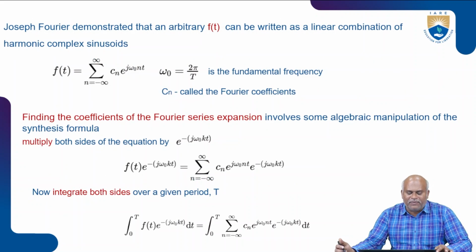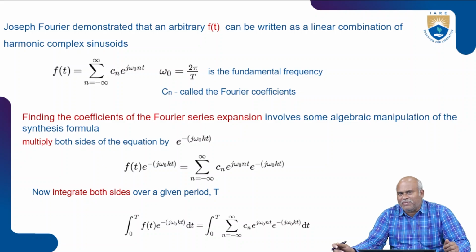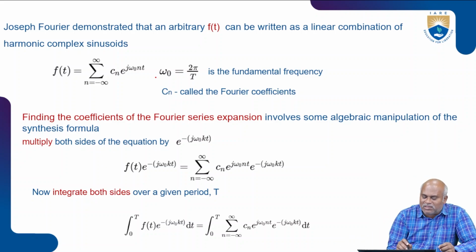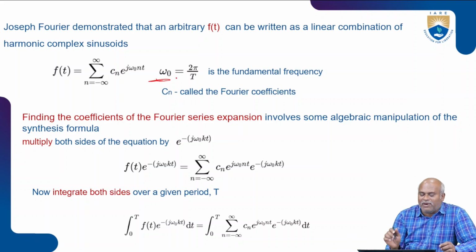Now Fourier demonstrated that the arbitrary signal y of t can be written as a linear combination of harmonic complex sinusoids. For harmonic complex sinusoids, I should write the function as f of t. That f of t depends upon the system performance. So f of t consists of summation of n equal to minus infinity to plus infinity c of n e power j omega 0 n t. Now this omega 0 is represented in a digital format.